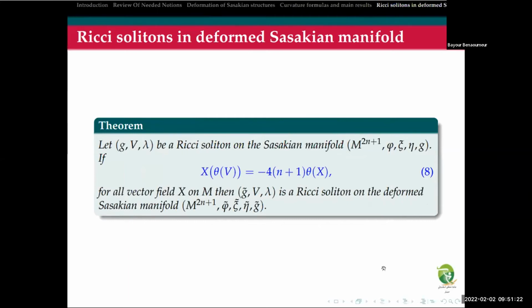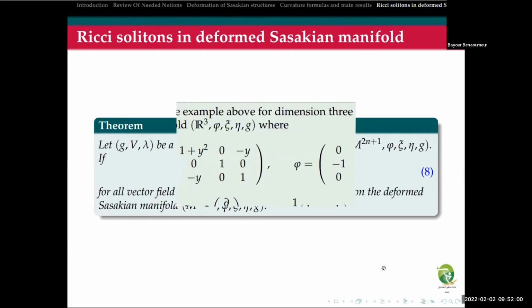Theorem: let (g, V, lambda) be a Ricci soliton on the Sasakian manifold (M, phi bar, xi, eta, g). If relation 8 is verified for all vector fields X on M, then (g tilde, V, lambda) is a Ricci soliton on the deformed Sasakian manifold (M, phi bar tilde, xi tilde, eta tilde, g tilde).